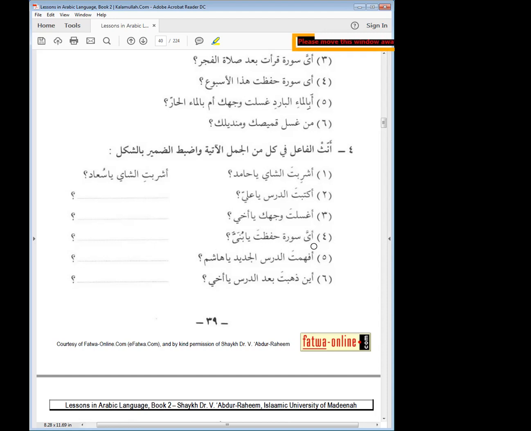Say after me: Ayya suratin. Remember the ayya here? The word that comes after ayya would be majrur because it is mudaf ilayh. So ayya suratin, with tanwin kasra. Hafidti ya binti. Say after me: Ayya suratin hafidti ya binti. Again, Ayya suratin hafidti ya binti.